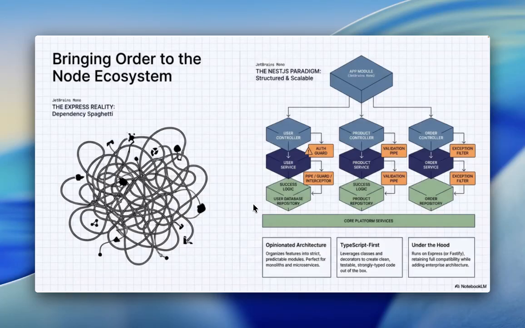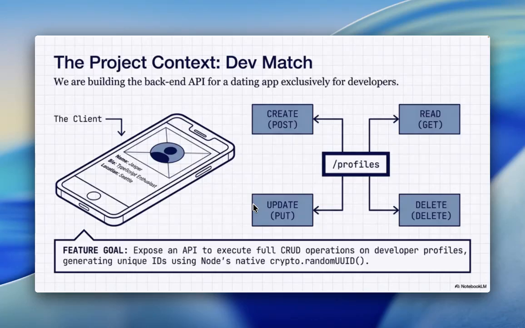Opinionated architecture: organize features into strict, predictable modules, perfect for monoliths or microservices. TypeScript leverages classes and decorators to create clean, testable, strongly typed code out of the box. Under the hood, it runs on Express or Fastify, retaining full compatibility while adding enterprise architecture.